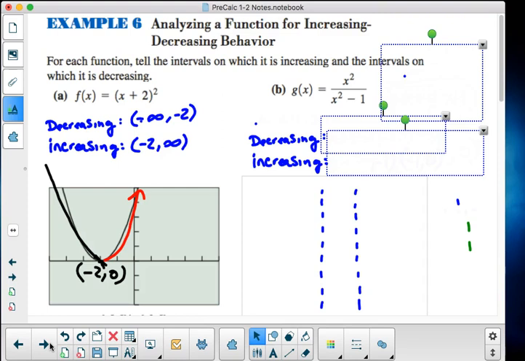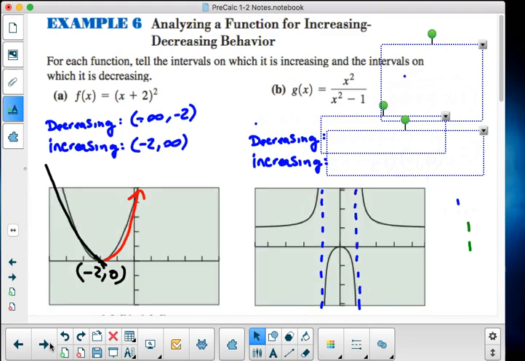And you got to understand, right at negative 2, I can't say including negative 2 and have it boxed in, because at that point it's decreasing and increasing at the same time. Okay? Depending on how I'm coming on my graph. That's why it's around negative 2 when we talk about it.